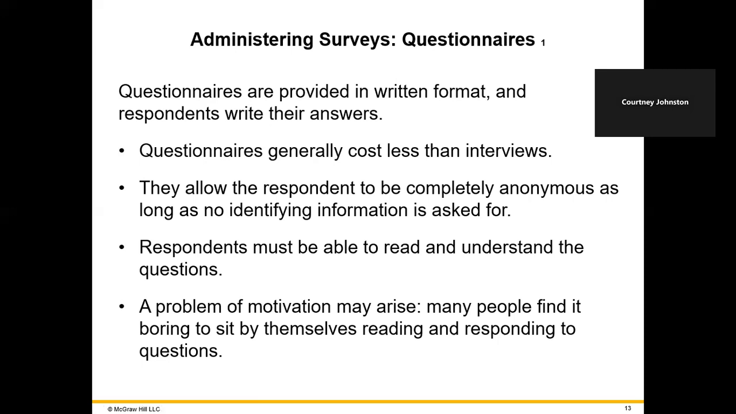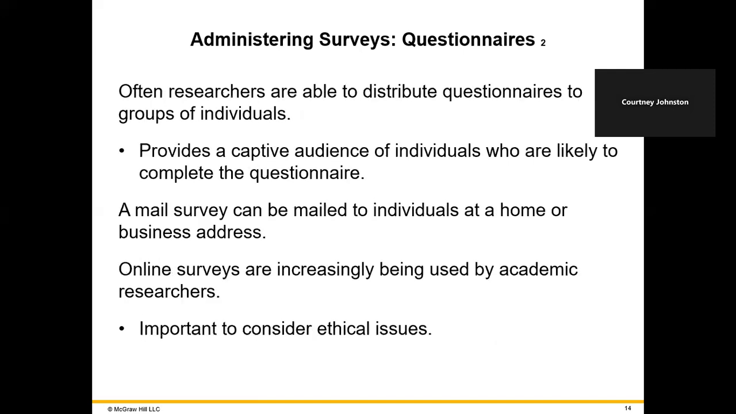We are not going to do this in this class, but you're going to develop a questionnaire or survey and give it as a questionnaire, and they're going to cost less than interviews. They allow the respondent to be anonymous as long as you don't ask for any identifying information, potentially resulting in more accurate data. The issue is that they have to be able to understand the questions you're asking. There's also the issue of motivation, in that you do not want a very long survey or a very loaded survey because people do get bored.